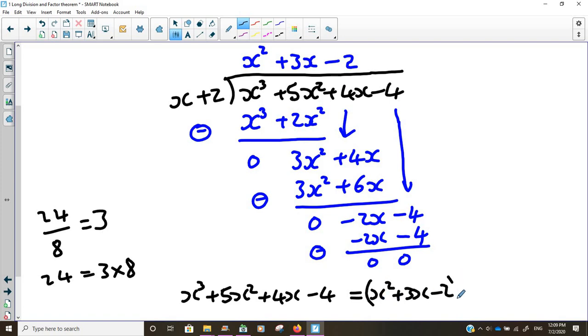Okay, just put brackets around that, multiplied by what we're dividing by. In our numerical example it's 8. We can write x plus 2.